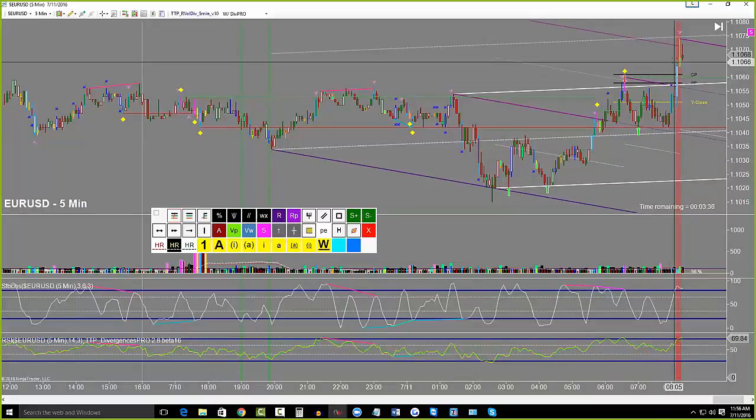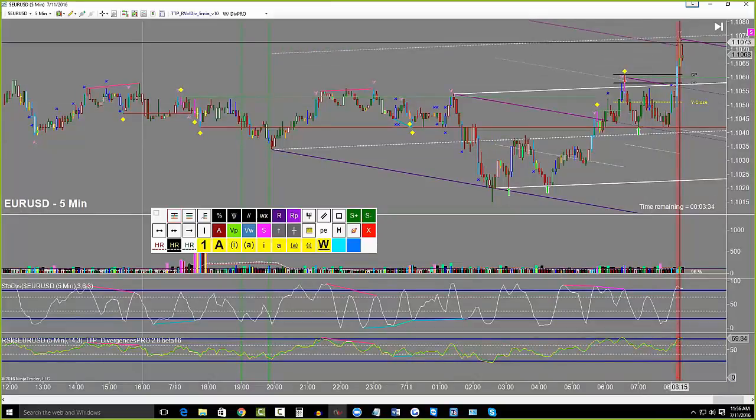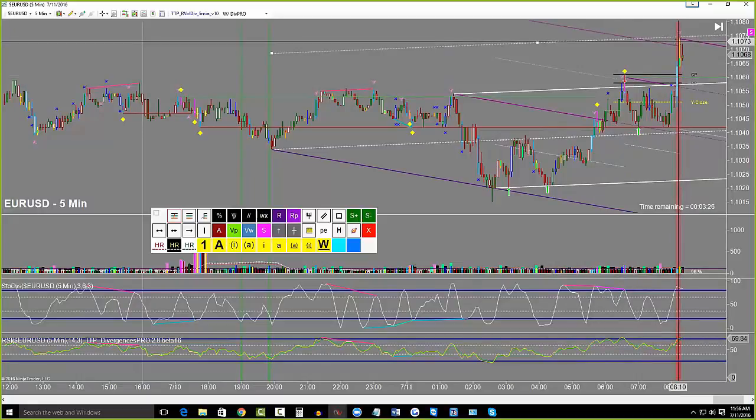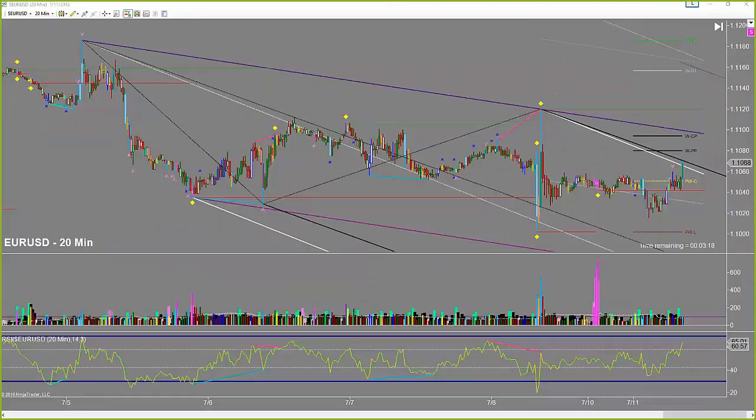And then we come up to where both time and price meet both of these warning lines, the warning line of the channel, the warning line of the median line. And that's where we get the reversal. So now we'll go back to the 20-minute, which is here. And you can see we have our down-sloping upper median line coming in right here.